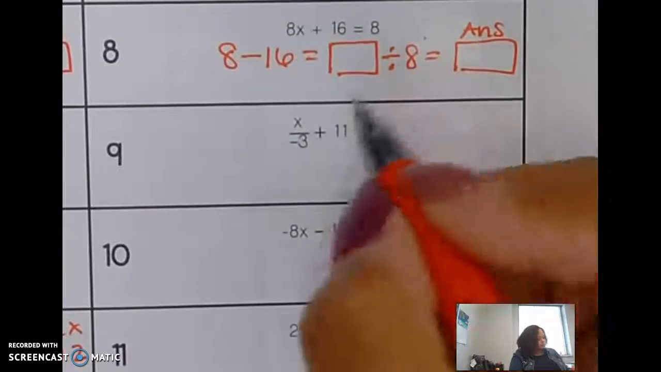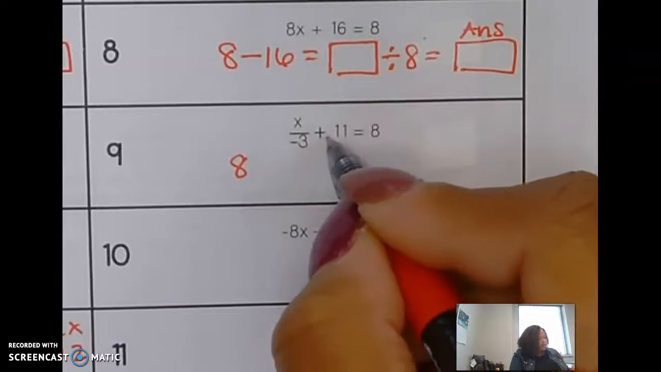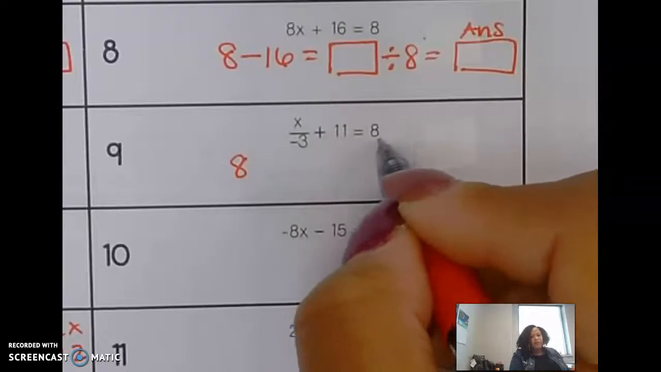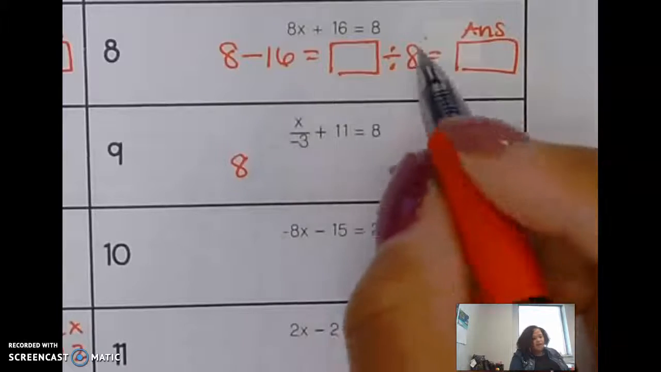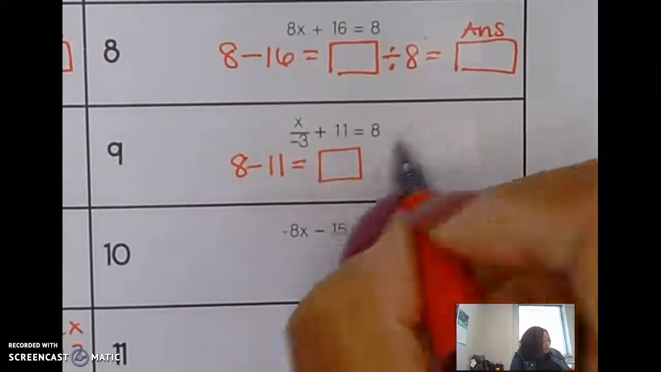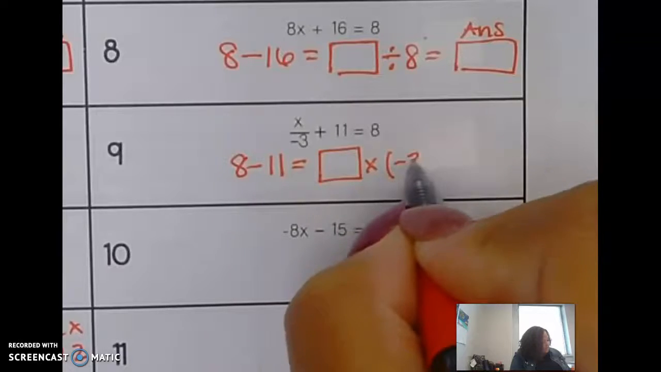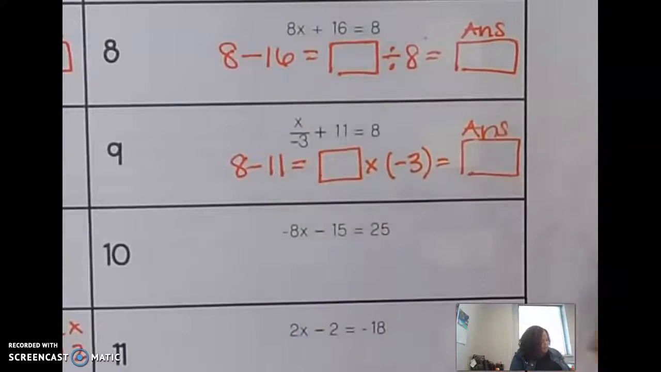Number 9. I'm going to start with 8. This says x divided by -3 plus 11 equals 8. I'm working backwards. 8 minus 11 times -3. Minus 11, give me an answer, times -3. Give me my final answer here.